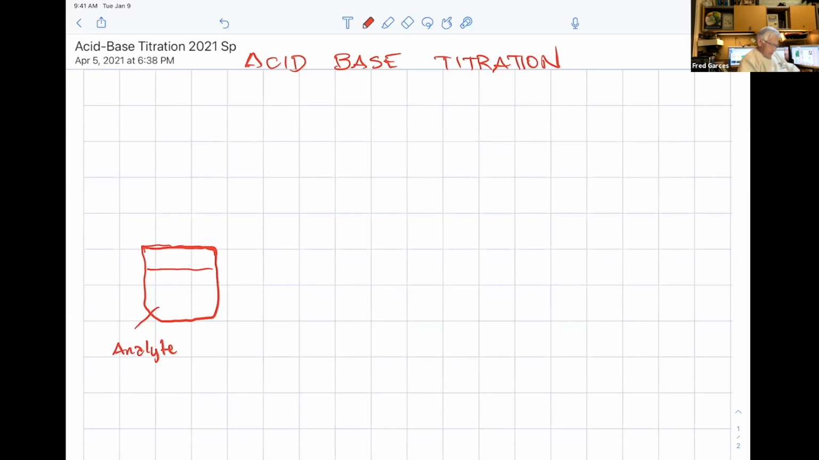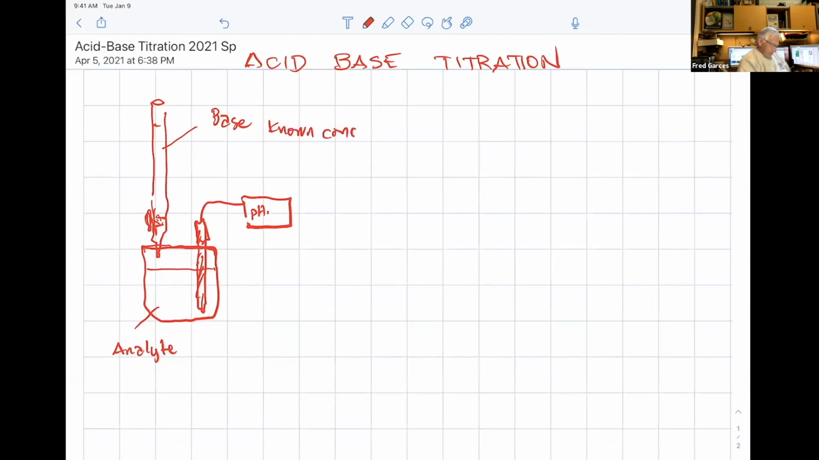So that's your analyte. What you can do is have a pH meter here, and the pH meter will give you a reading of the pH at various stages of your titration. And then of course you have your titrant, and the titrant is generally in a burette. You saw this in that experiment that was scheduled before spring break. We're going to put a base here that has a known concentration, and you have your analyte here, which has a known volume.